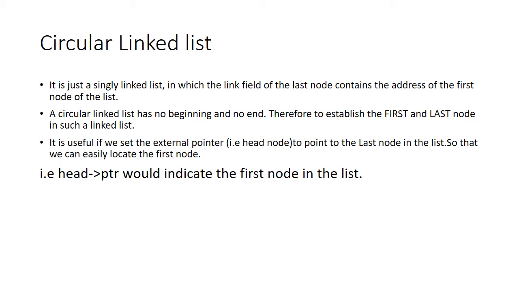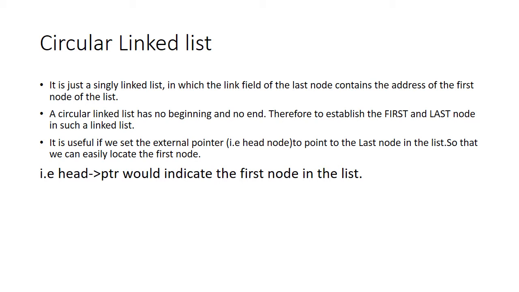Now, a circular linked list is one wherein there is no external pointer. It is something like a circle. That is, what we have done in the single linked list, we had a list with a number of nodes. The first node address we have stored in the external pointer, and the last node address field, we have made it null.